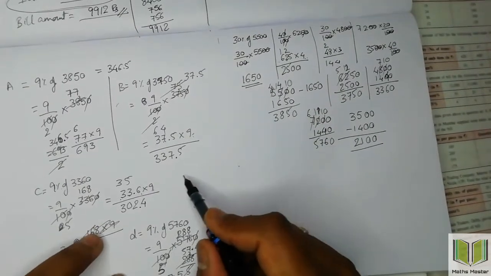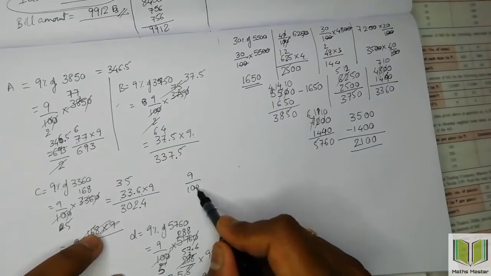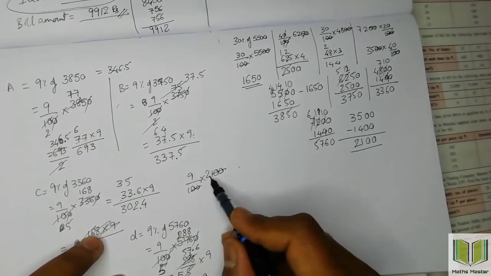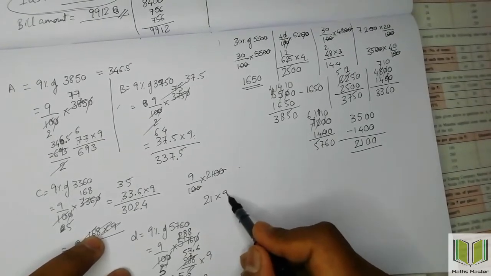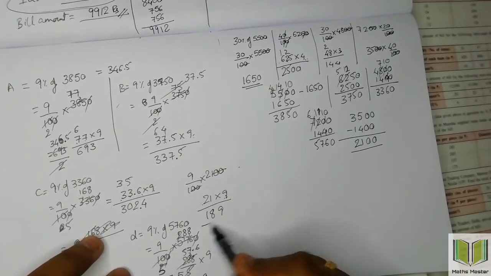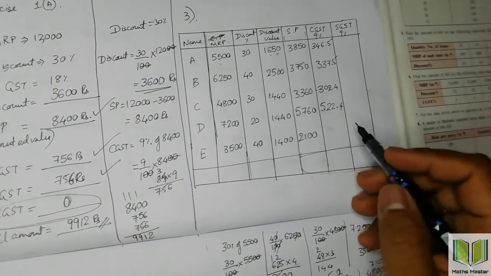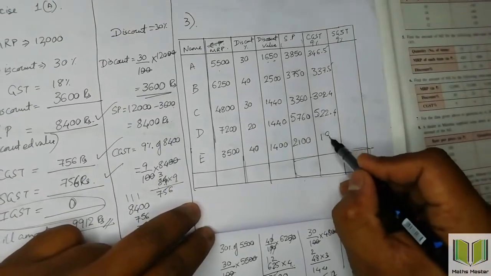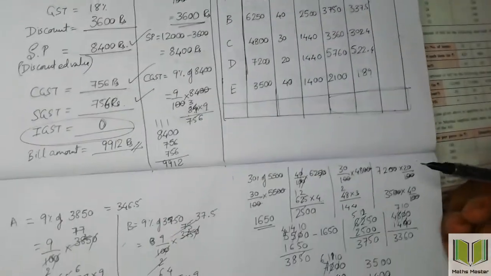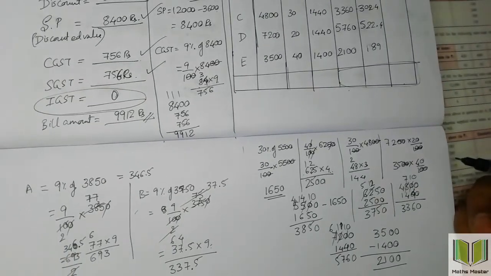2100. So 9% of 2100, an easier one so far. Okay, 21 times 9, 9 times 1 is 9, 9 times 2 is 18, 189. So I'll be getting 189 in the end. Okay, if I add all these things, I should be getting my answer right together.